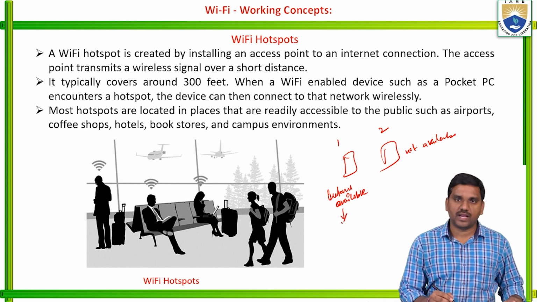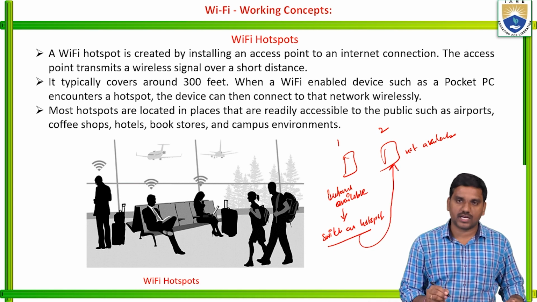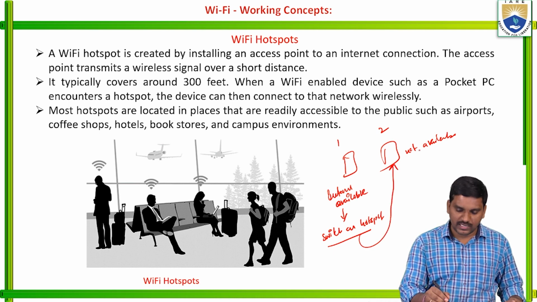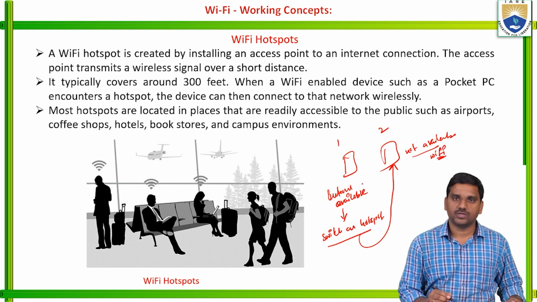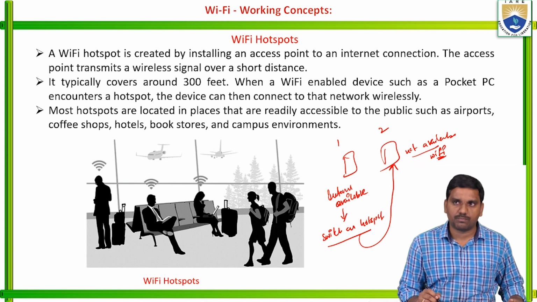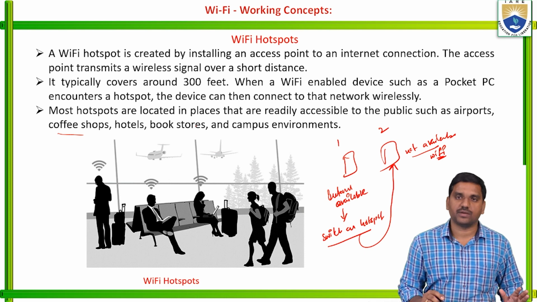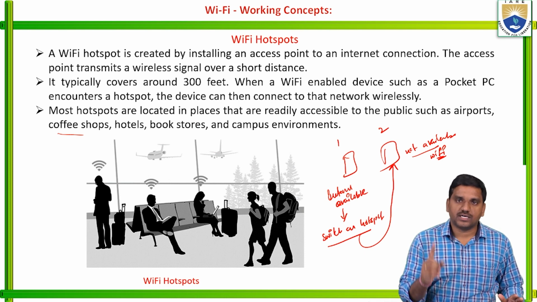In the first mobile, there is an option to switch on the hotspot. Immediately the data will transmit to the second mobile, and the second mobile gets a Wi-Fi connection from the first mobile. This is the option of hotspot. Most hotspots are located in places that are readily accessible to the public, such as airports, coffee shops, hotels, bookstores, and campus environments. This is the third working concept of Wi-Fi.